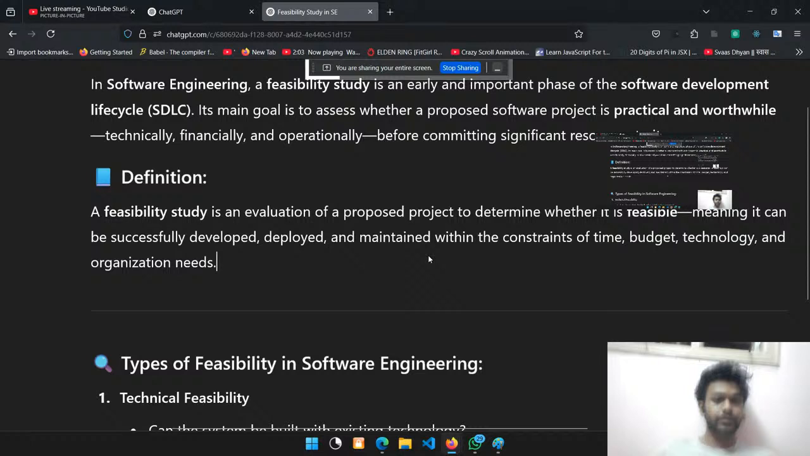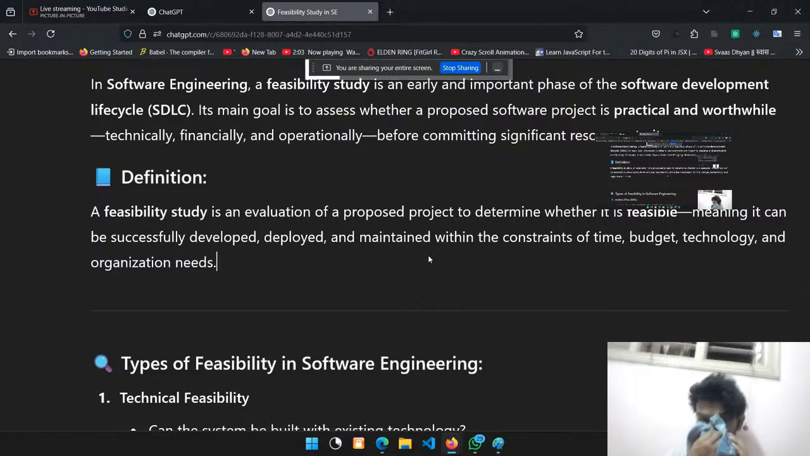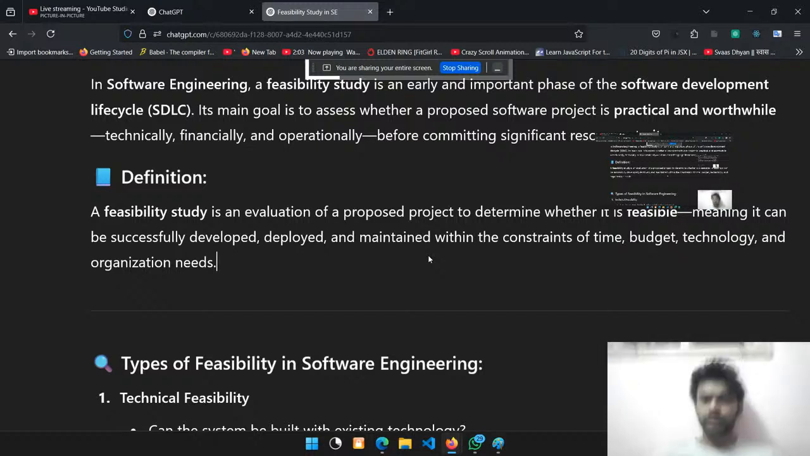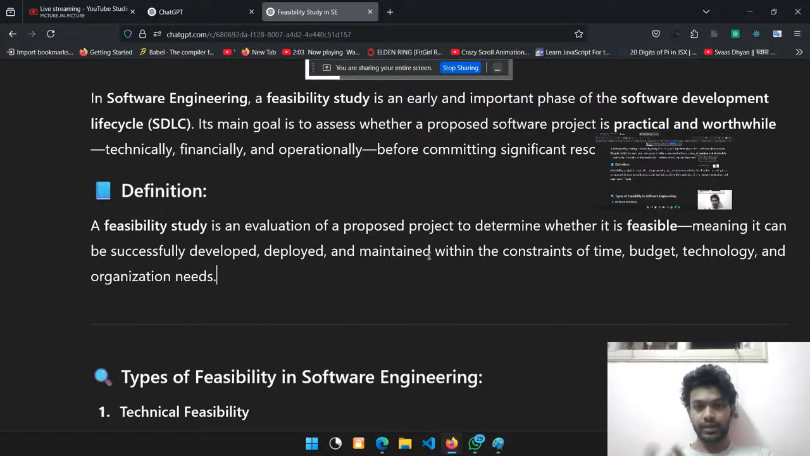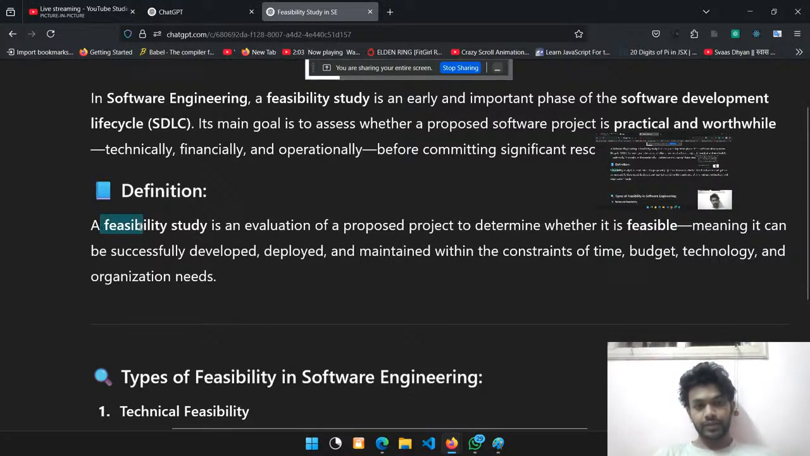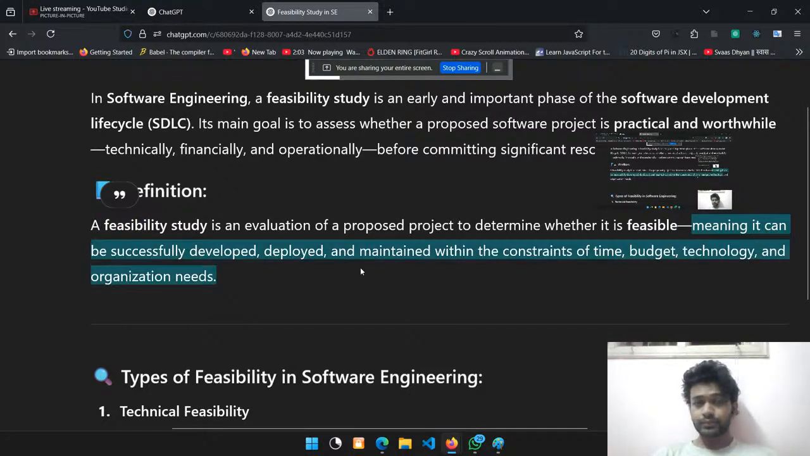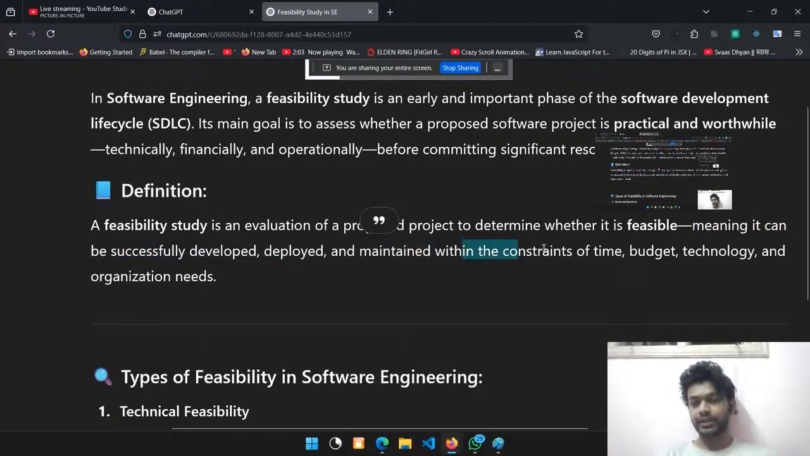The definition of feasibility study is an evaluation of a proposed project to determine whether it is feasible. Feasible means it can be successfully developed, deployed, and maintained within the constraints of time, budget, technology, and organizational needs.